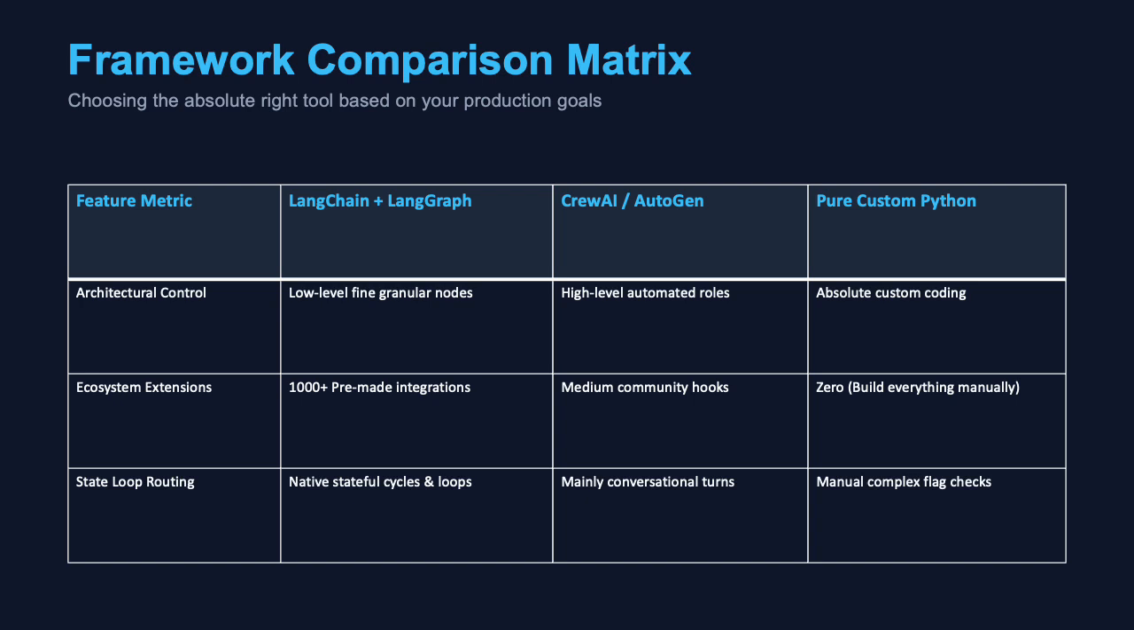But when you combine LangChain and LangGraph, you get the absolute ultimate balance. You get granular control over every single node, station, and road arrow on your map. Plus, you have a massive warehouse of 1,000 pre-made integrations readily available to deploy. That is exactly why tech companies, professional AI agent developers and enterprise engineers choose this combination to build real AI agent systems.